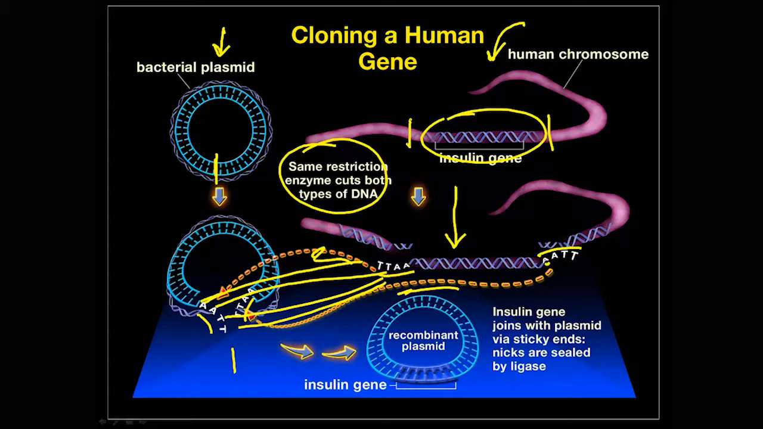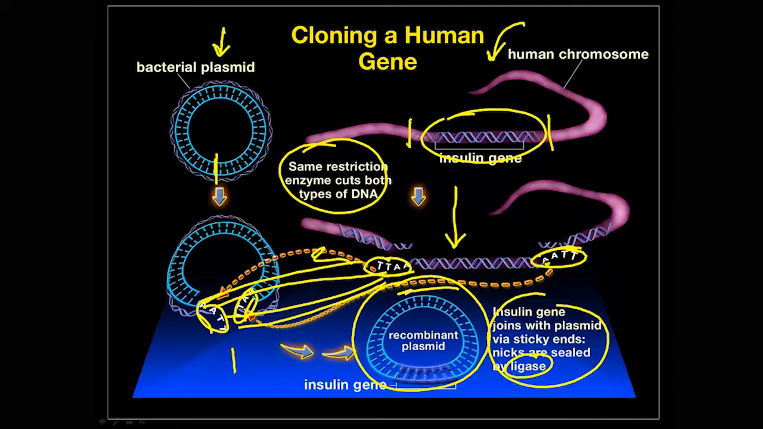I'm going to mess up the drawing, but the point is that this sequence TTAA is complementary to this AATT, and the same for this. So just without any extra effort on our part, at a perhaps low frequency, but every now and then, the human insulin gene with those same sticky ends will insert itself into the plasmid, and after you put ligase in there, you get this recombinant plasmid.